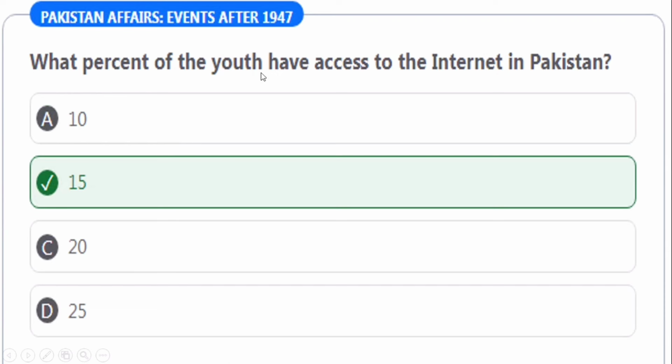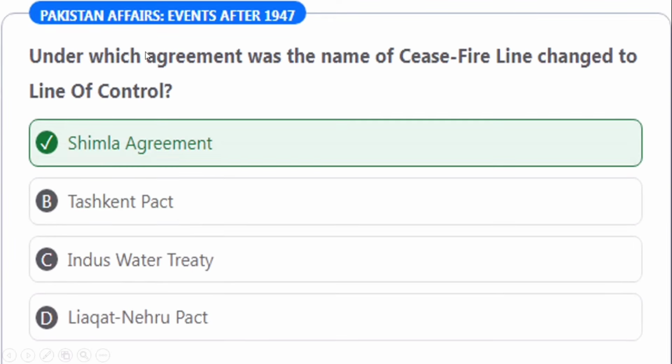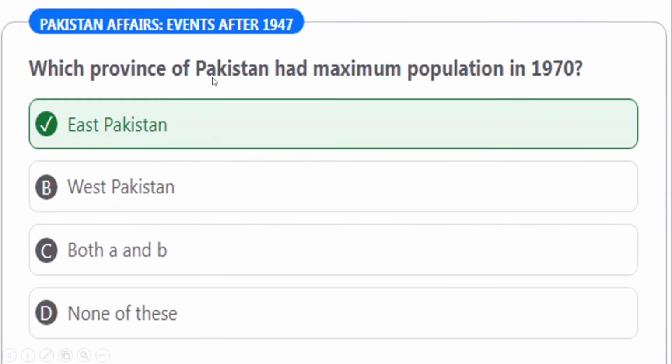What percent of the youth have access to the internet in Pakistan? Right option A, B number, 15%. Under which agreement was the name of ceasefire line changed to line of control? Right option A number Shimla Agreement. Which province of Pakistan had maximum population in 1970? Right option A number East Pakistan.